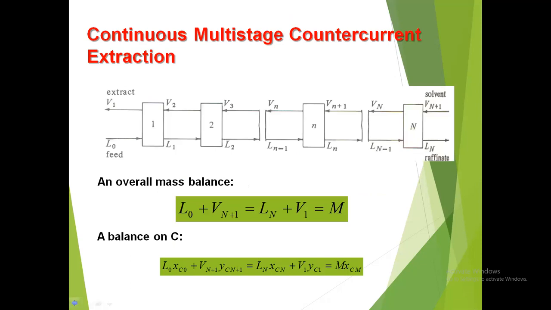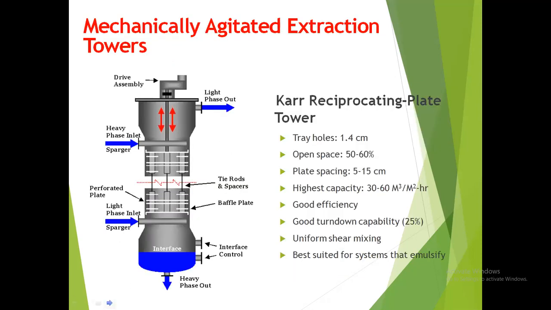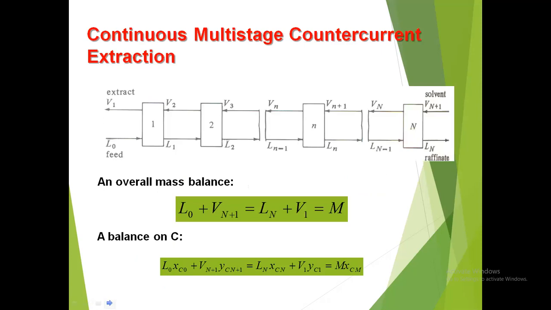Now we're done with the different extraction towers, and we can go to our multi-stage countercurrent extraction system. So in multi-stage, you have several stages connected adjacent to one another. This is the representation of John Copley's in terms of the overall mass balance. Our feed is L sub 0. Our solvent is B sub N plus 1. Our extract is B sub 1 since it's leaving stage 1. And our raffinate is L sub N since it's leaving stage N.